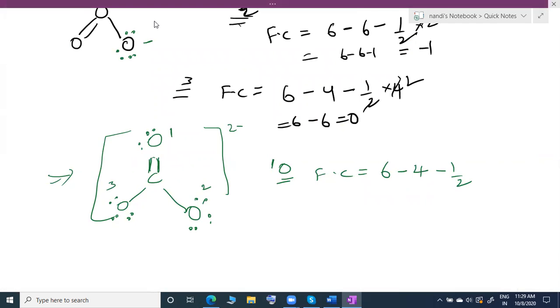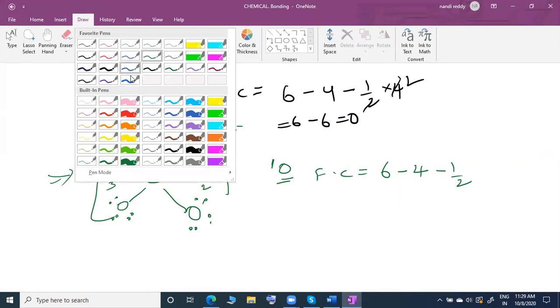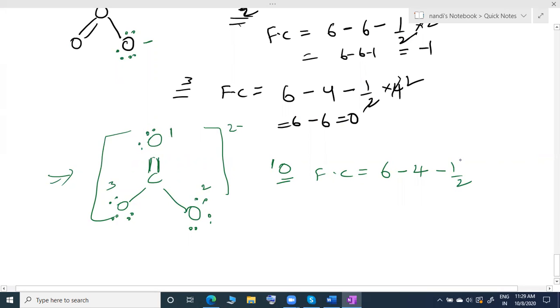Everyone should know that one. So 4 electrons, so it will be cancelled 2 times. Then formal charge is 6 minus 6 equals 0. Then oxygen 2 and 3 are the same. Oxygen 2 or 3, both are the same.